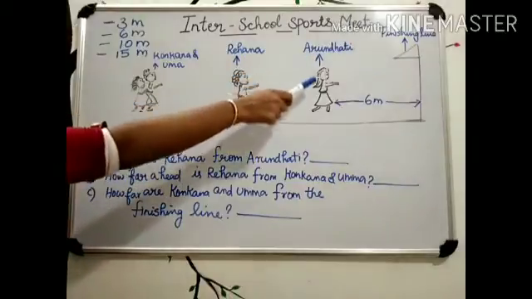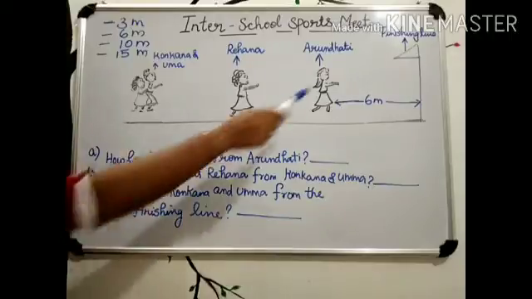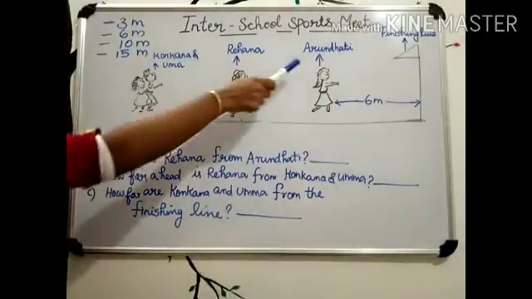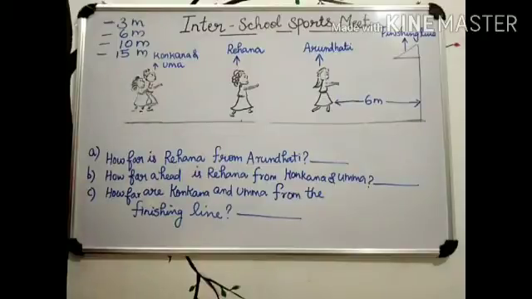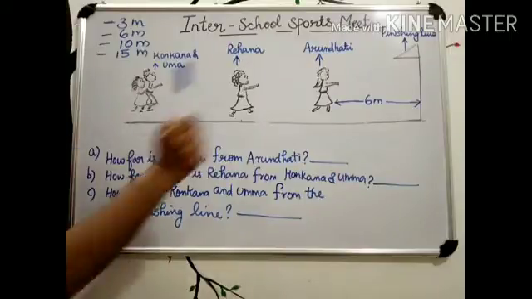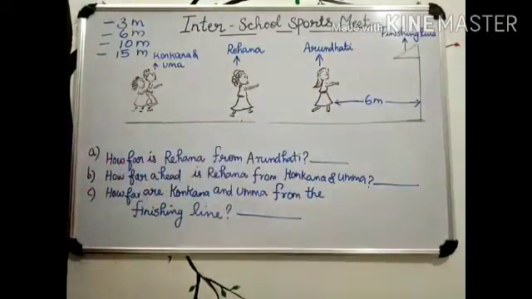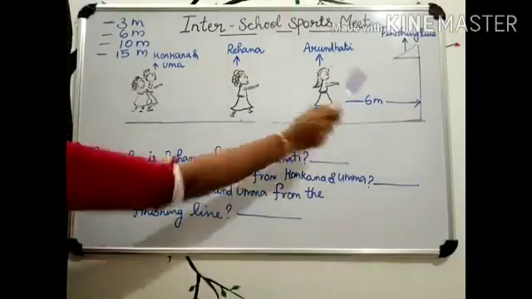see, Arundhati is nearest the finishing line. See children, this is the finishing line. So, Arundhati is nearest this finishing line. She is about 6 meters from it. That is, the distance between the finishing line and Arundhati is 6 meters. Understood children? Did you understand? See, the distance between this finishing line and Arundhati is 6 meters.